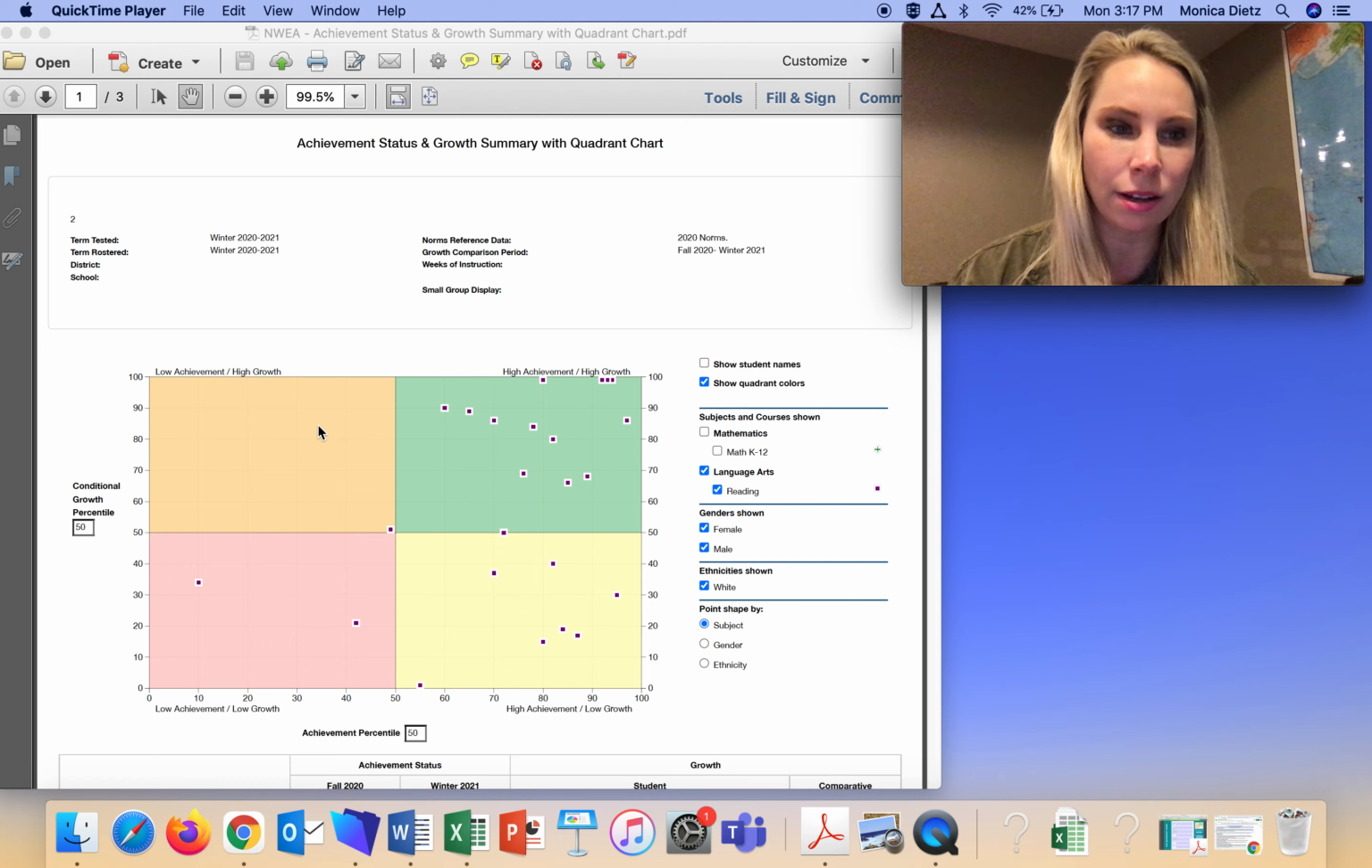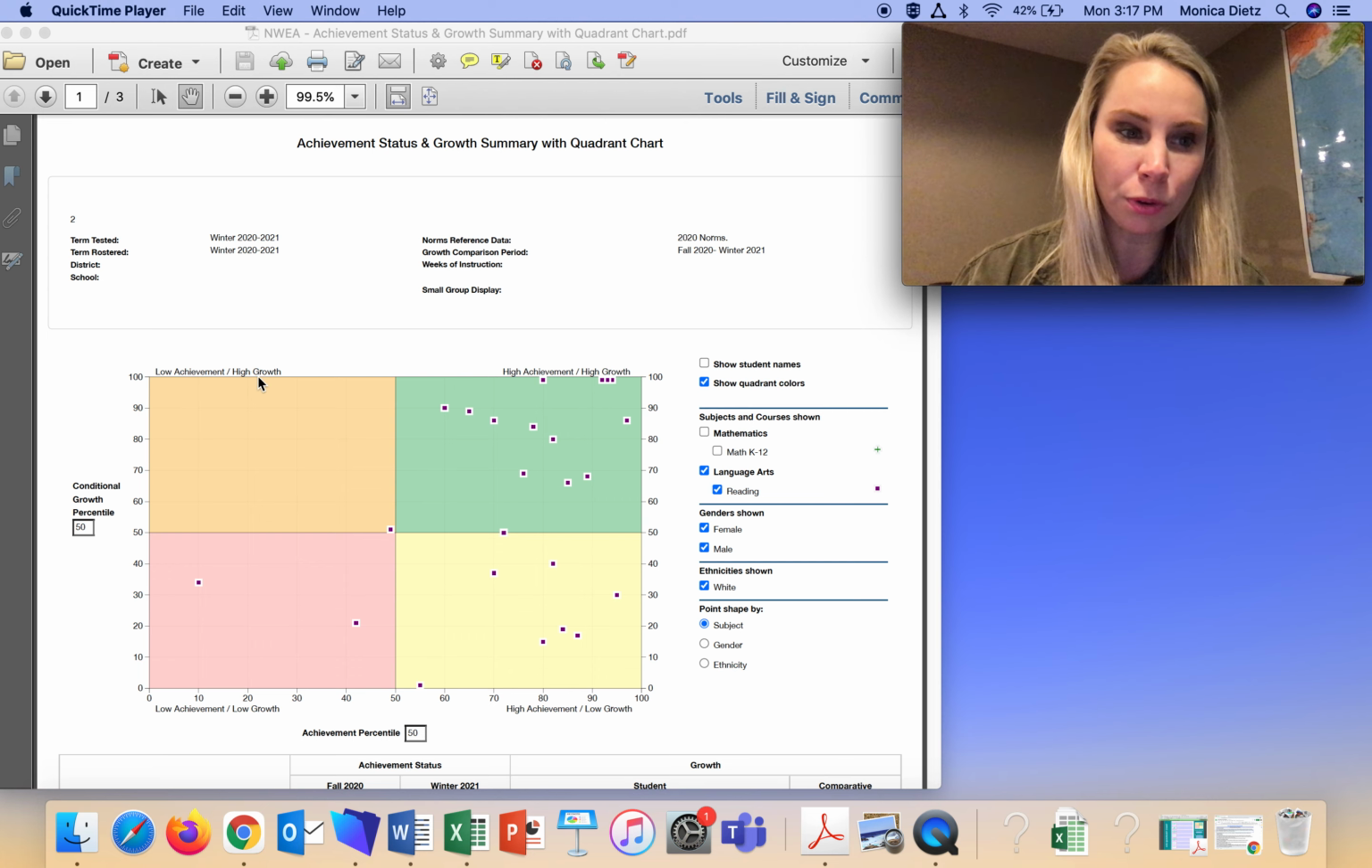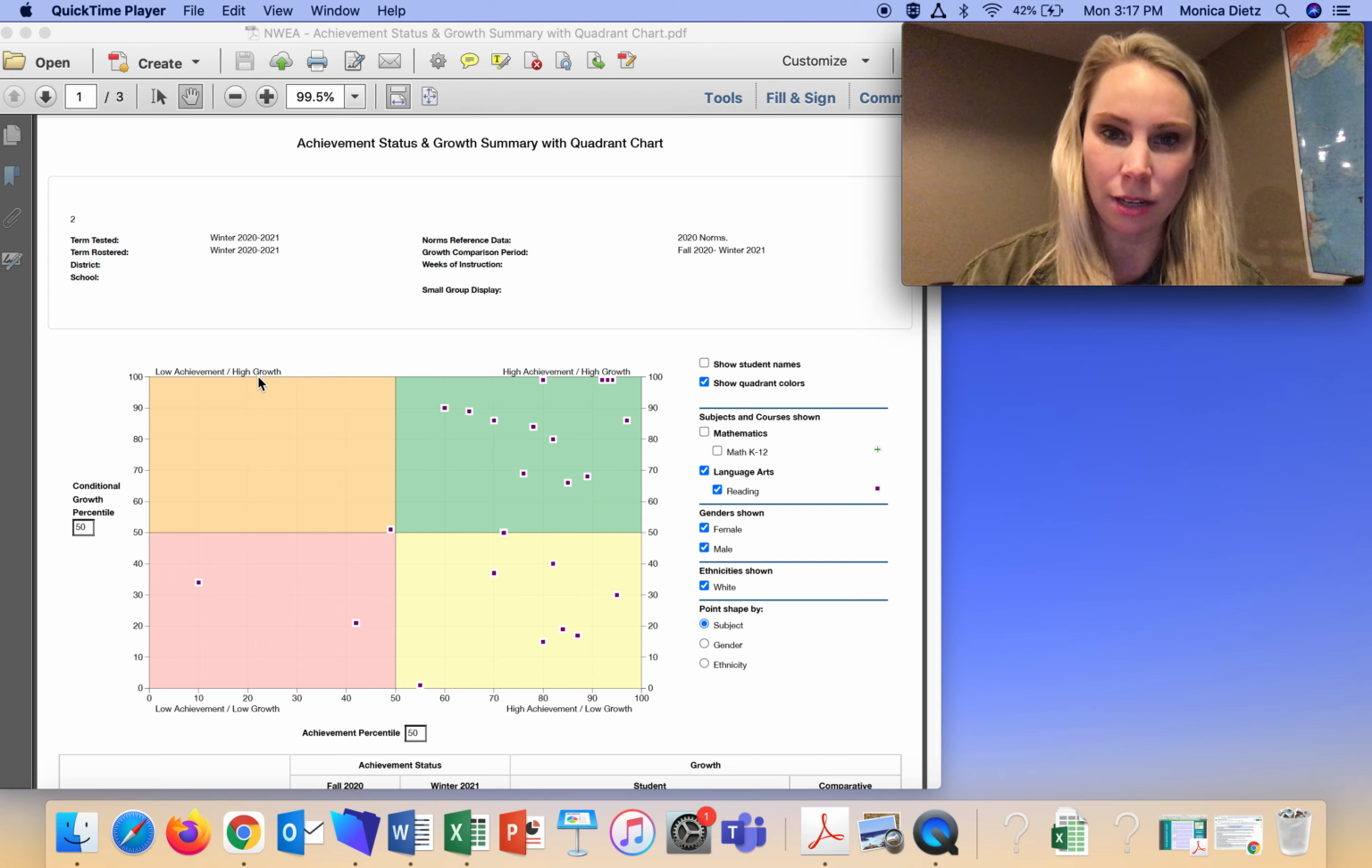So the orange box gives us students who are low achievement. They're performing below the 50th percentile. However, they have high growth, which means they're performing better than they were projected to perform, and their percentile in the winter is higher than their percentile was in the fall.